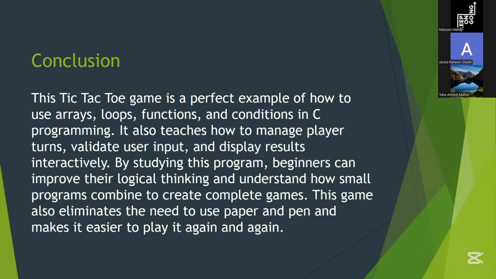Conclusion. This tic-tac-toe game is a perfect example of how to use arrays, loops, functions, and conditions in C programming. It also teaches us how to manage player turns, validate user input, and display results interactively. By studying this program, beginners can improve their logical thinking and understand how small programs combine to create complete games. This game also eliminates the need to use paper and pen, and makes it easier to play again and again.